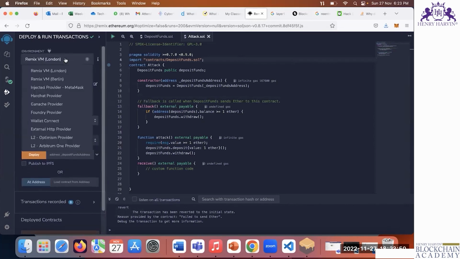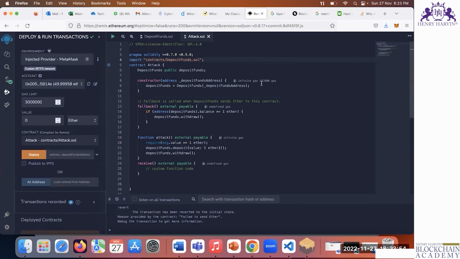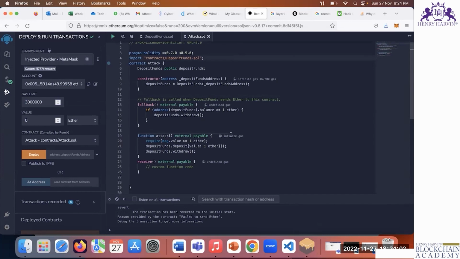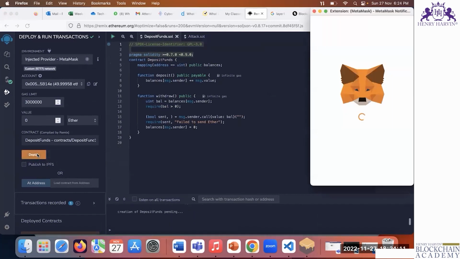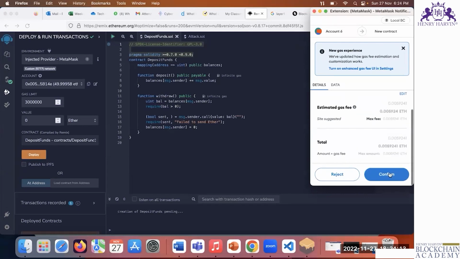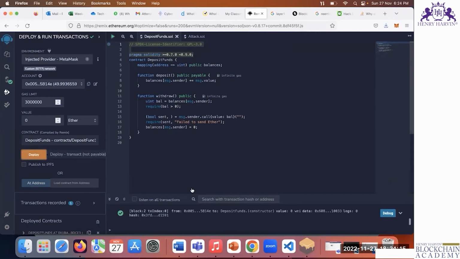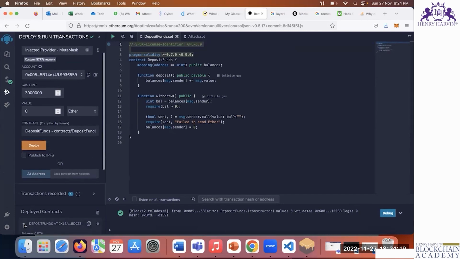I am connecting through Injected Web3. I am going to do this on the local blockchain. First of all, I am going to deploy the deposit fund contract. Okay, it is deployed.